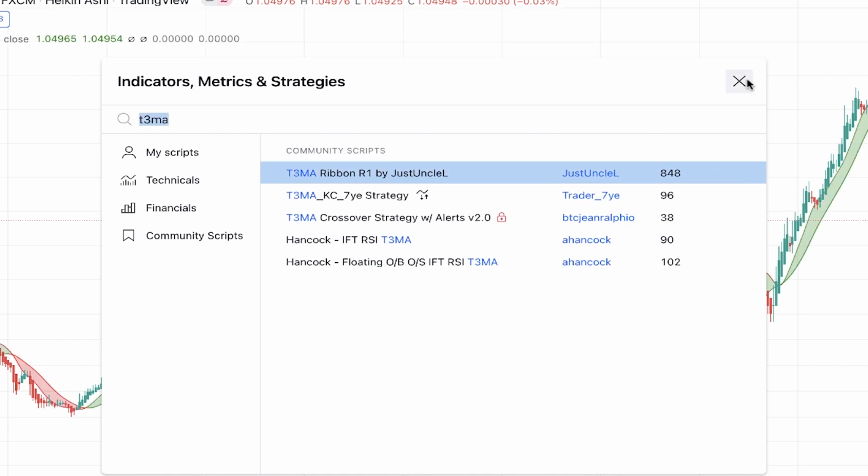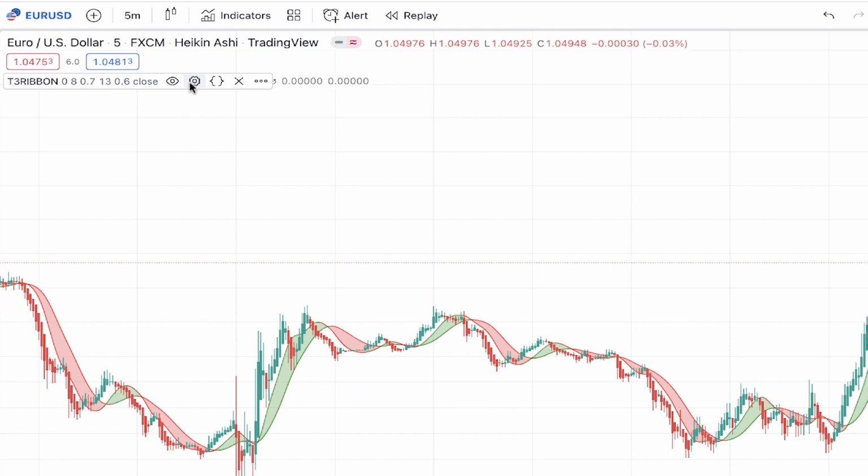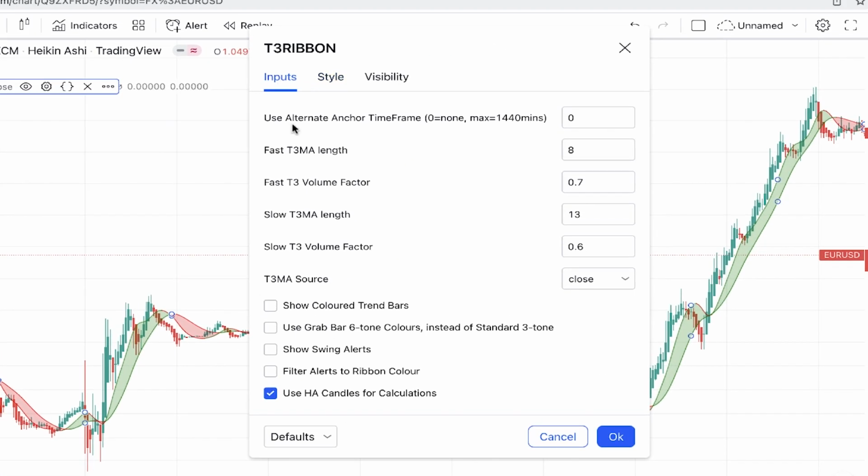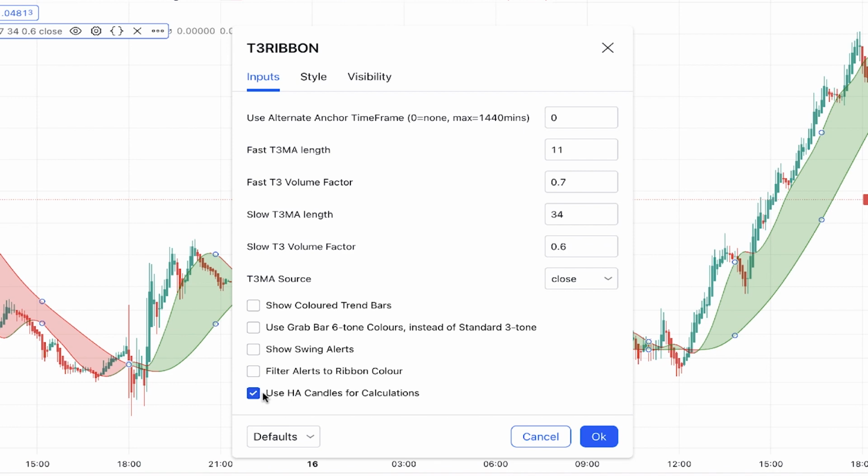And for this indicator, we must adjust the settings. Here in the inputs tab, for the fast length, we set it on 11. And for the slow length, we set it on 34. And also make sure this is checked: using Heikin-Ashi candles for calculations.